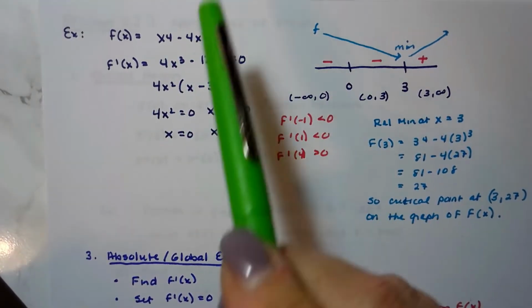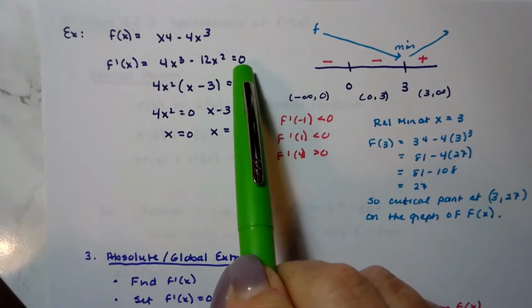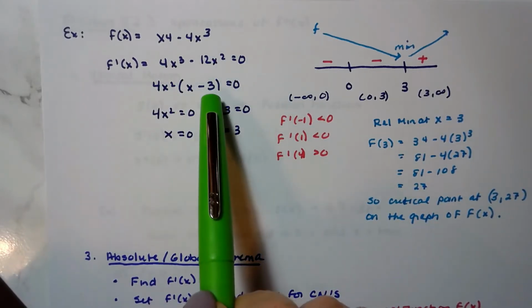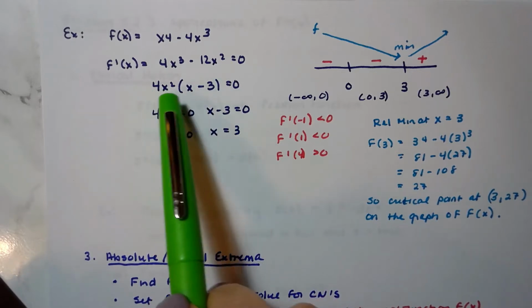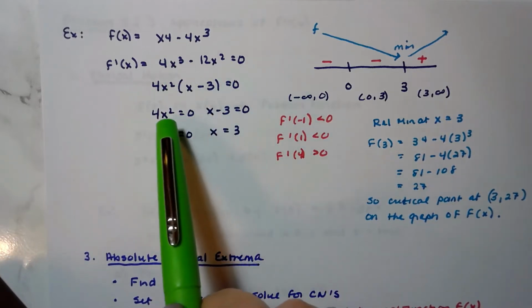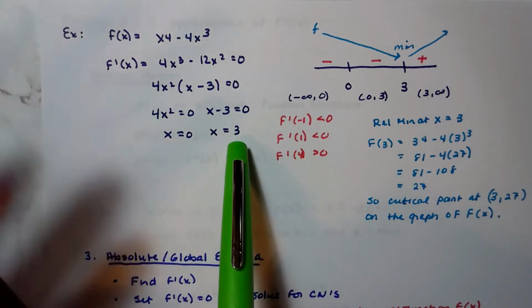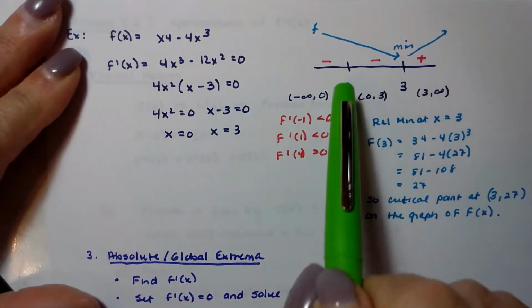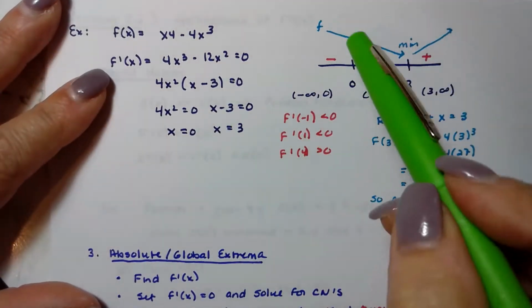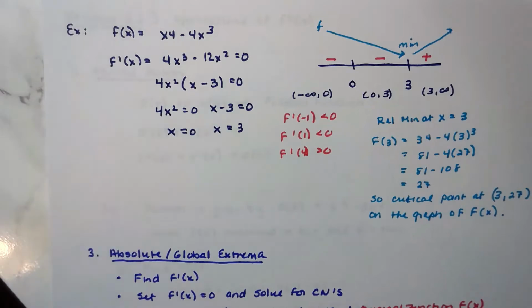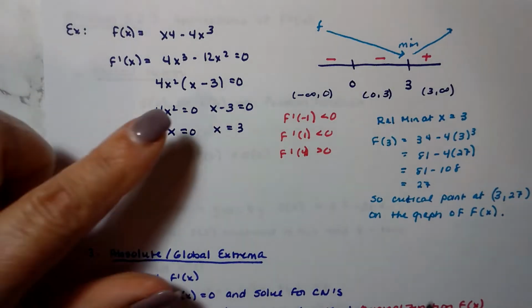We've got a function. I took the derivative and set it equal to 0. I could clearly factor out 4x squared, so I did that, and I'm left with x minus 3. So I have these two factors that I have to set equal to 0. So this is 0, and x minus 3 equals 0 gives me a critical number of 3. I put them on the number line. I chose the test points negative 1, 1, and 4, very easy and convenient, and I plugged them into the derivative.